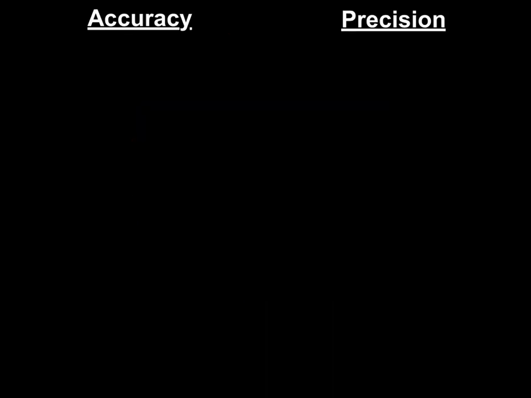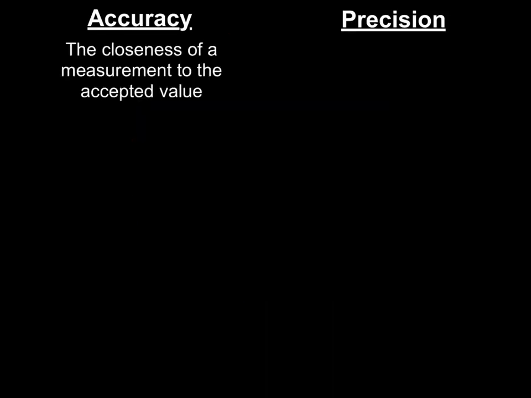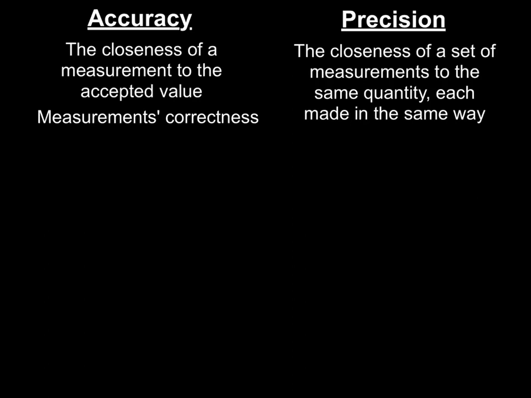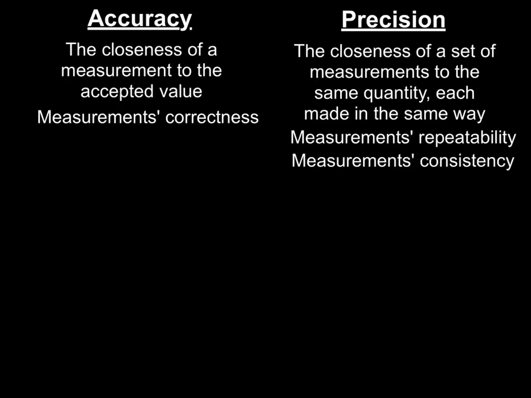Accuracy is defined as the closeness of a measurement to the accepted value. It can also be thought of as how correct your measurements were. Precision is defined as the closeness of a set of measurements of the same quantity that are made in the same way. Precision can also be thought of as how repeatable your measurements were, or the consistency of your measurements.